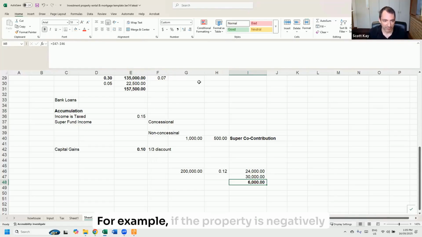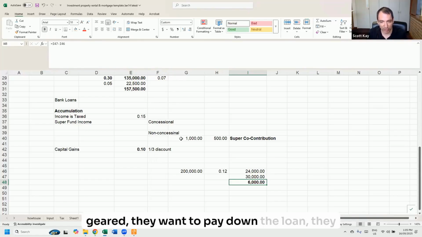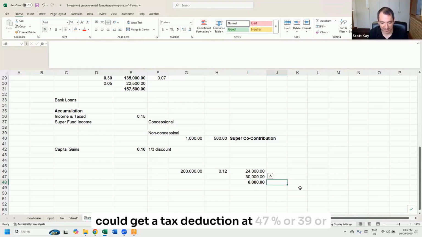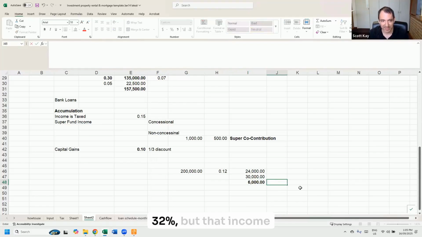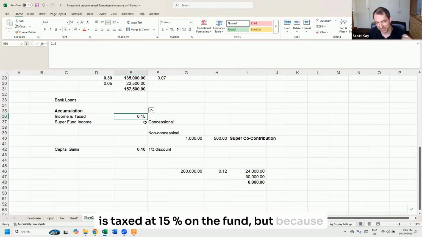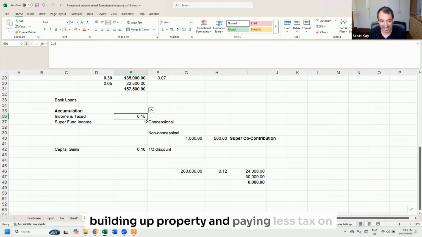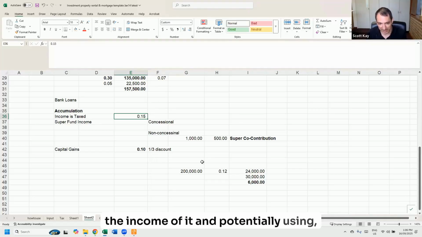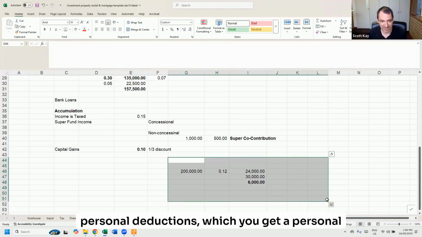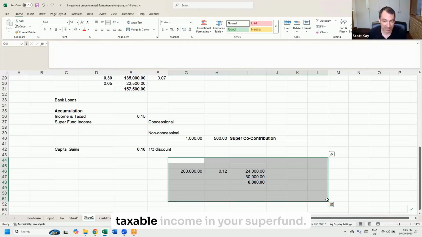For example, if the property is negatively geared, they want to pay down the loan, they could get a tax deduction at 47% or 39 or 32%, but that income is taxed at 15% in the fund. But because it's negatively geared, a self-managed super fund only pays the tax on its income. So to the extent that you've got interest and you've got a negatively geared property, it's not necessarily paying that tax. So you're getting a tax concession, you're building up property and paying less tax on the income of it, and potentially using personal deductions, which you get at a personal rate, to then reduce a loan and increase the taxable income in your super fund.